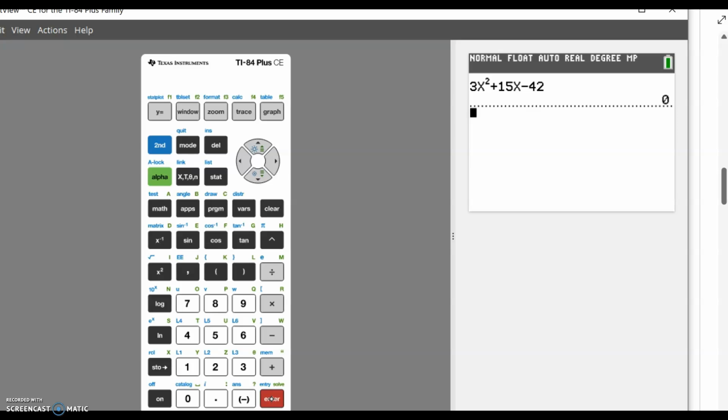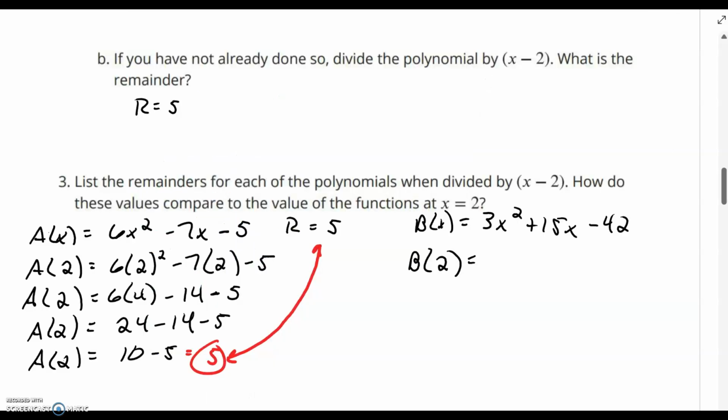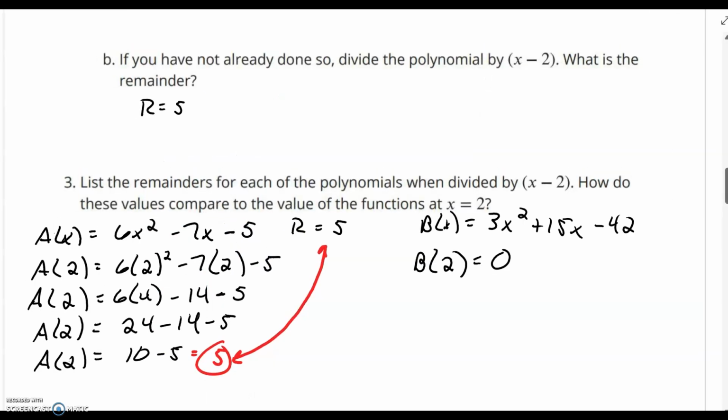I get the output of that function when x is equal to 2, and in this case, the output of that function when x is equal to 2 is equal to 0. And if you recall, that's exactly what our remainder was. The remainder here was also 0. I can do the same thing for c. I'll do one more. I'm going to evaluate function c at an x value of 2. And function c was 2x cubed, c of x, not c of 2 here.